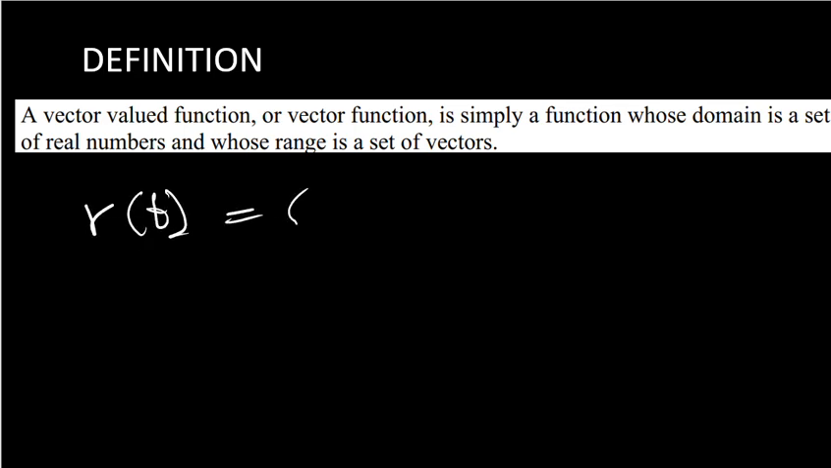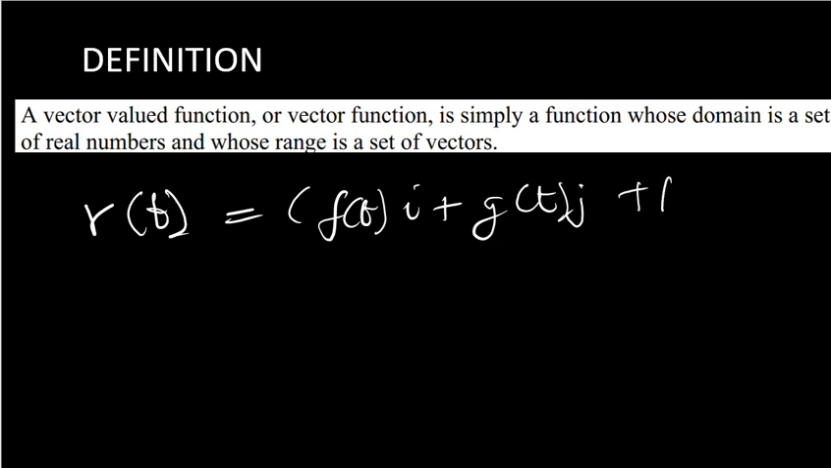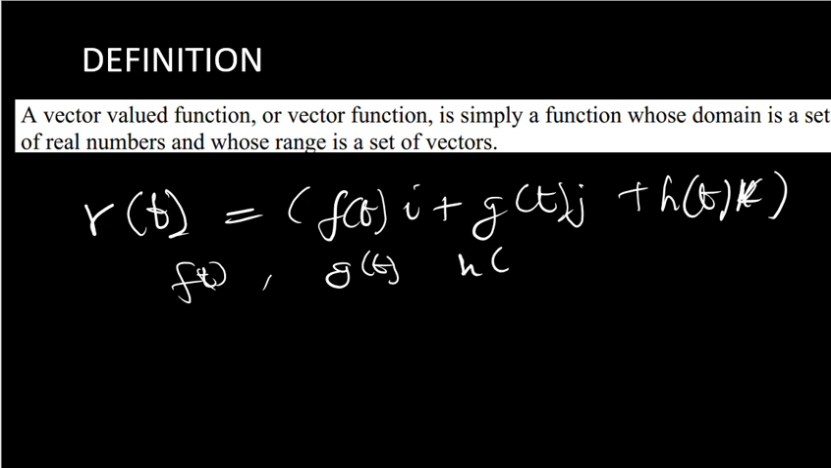r of t is equal to f of t i plus g of t j plus h of t k. The f of t, the g of t, and h of t become the components of this vector function r of t.